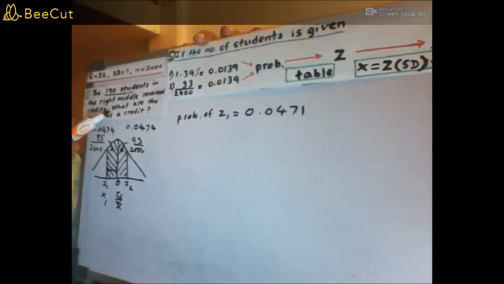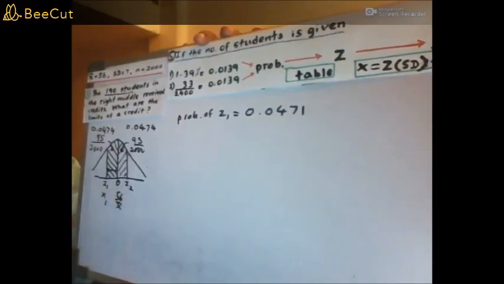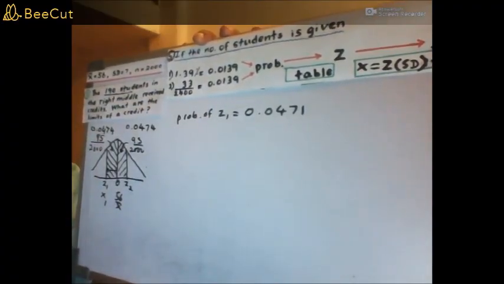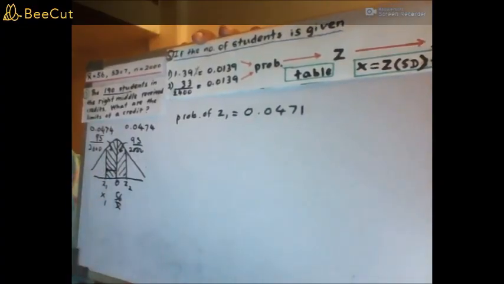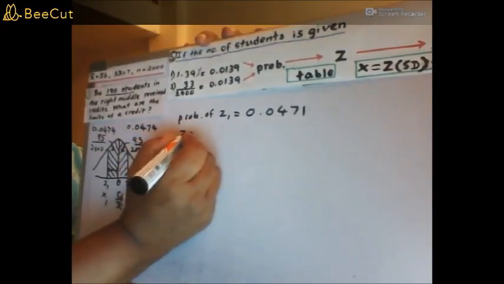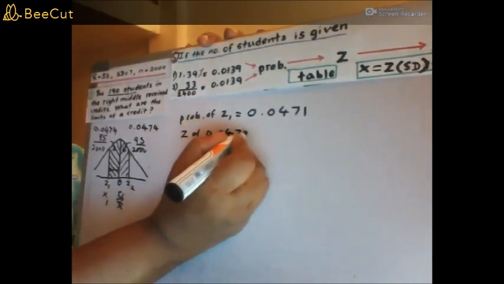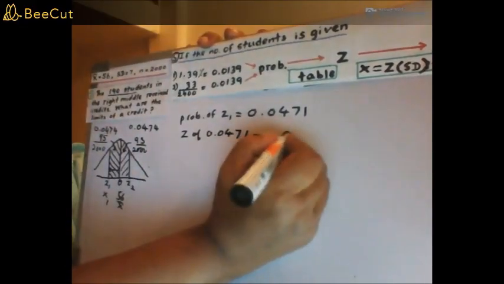They ask what are the limits of a credit? These are credit holders and we have to find the limits of a credit pass, right? Z1 is this. Then what's the next step? We know this probability. Then what you have to do? Find the Z value relevant to that probability. Z of 0.0474. Z is, in the table, it says 0.12.